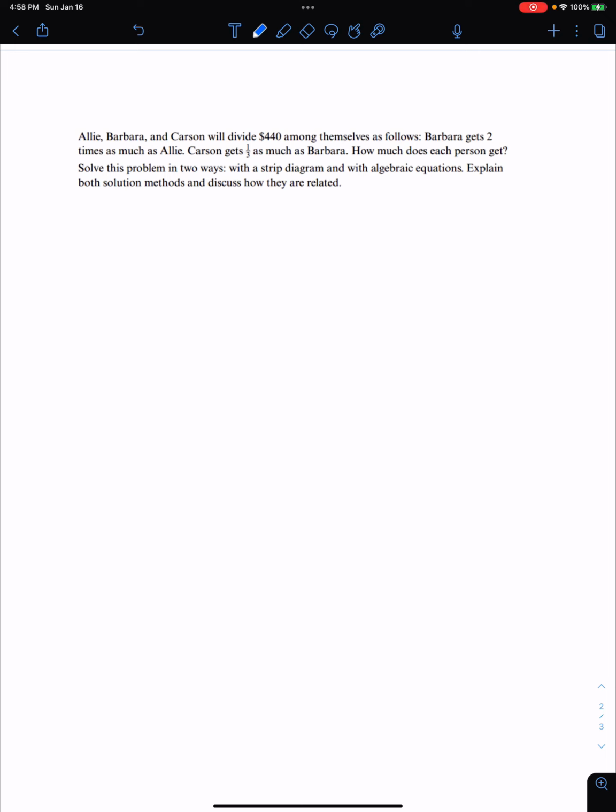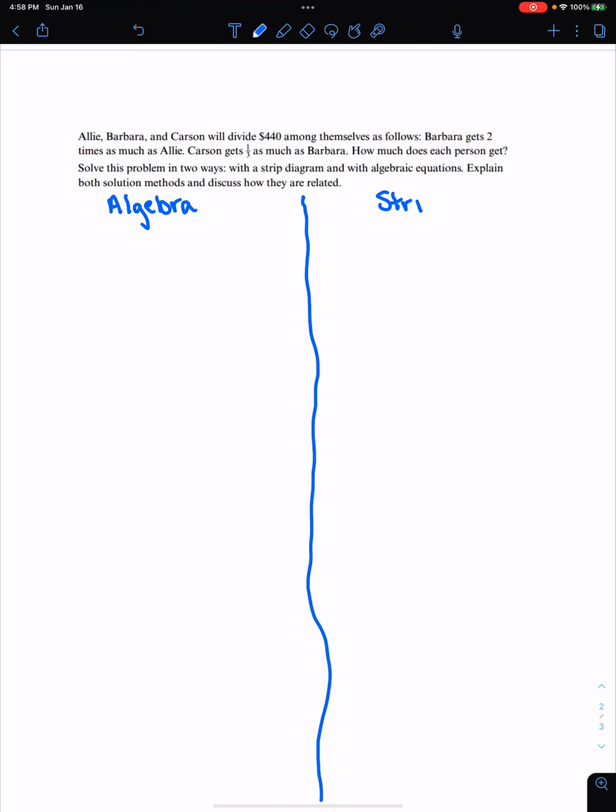Here's another example of a way to model algebra using strip diagrams. So not a very straight line, sorry about that. But on this side, I'm gonna do the algebra for this problem. And on this side, I'm gonna do the strip diagrams. Okay. So this is our problem here.